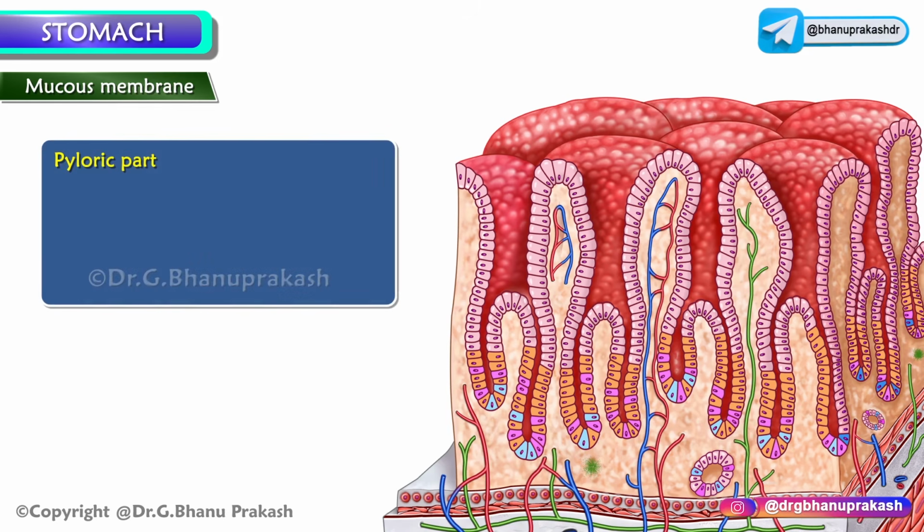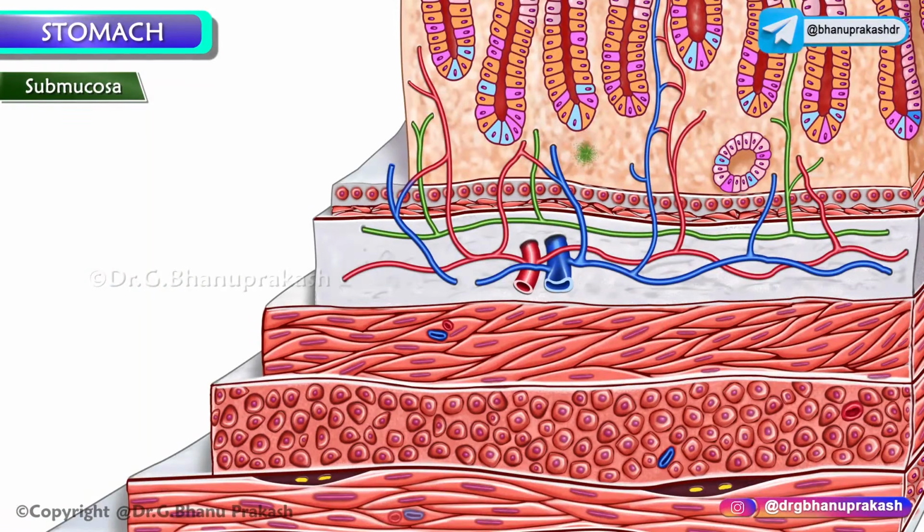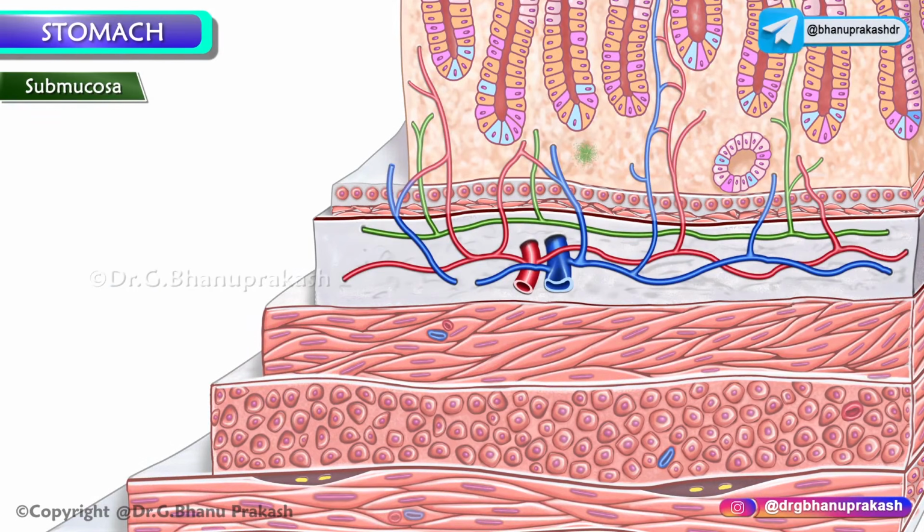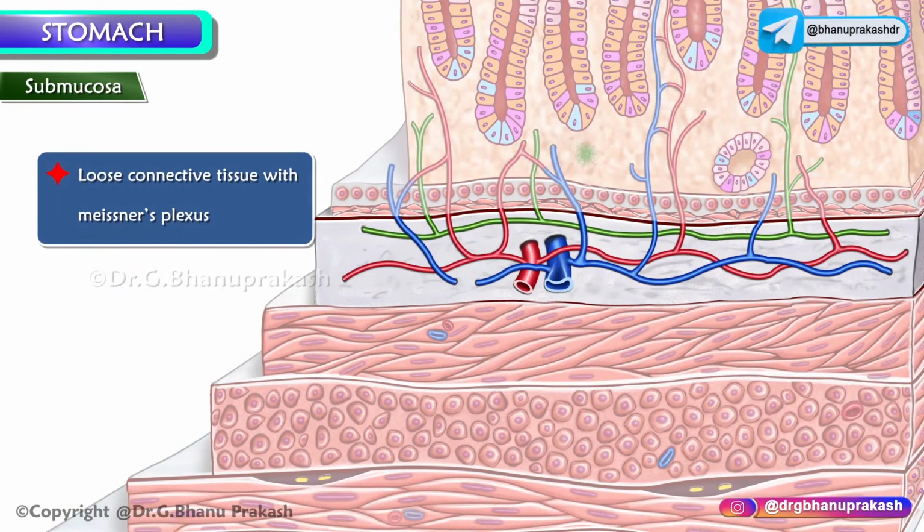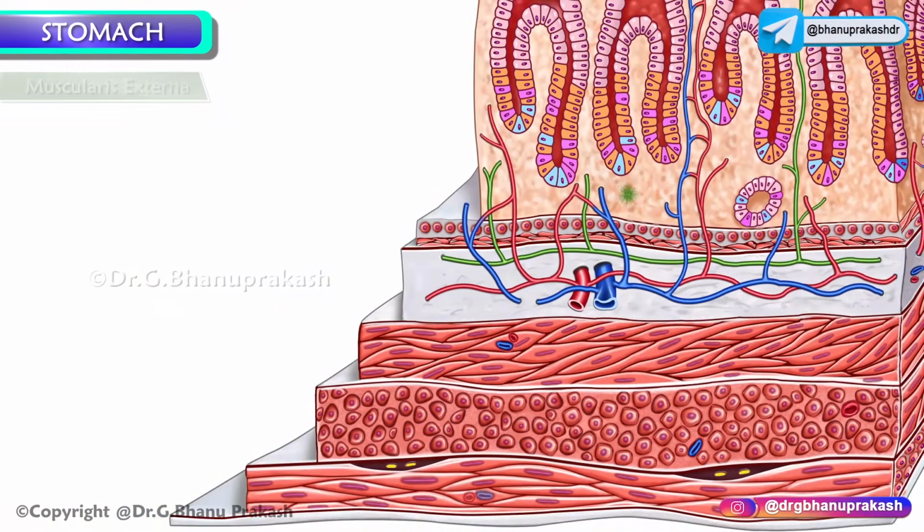Next is the pyloric part. The mucous membrane at the pyloric part contains pyloric glands, of which 1/3 are basal, secreting mucus, and the upper 2/3 are conducting in nature. And the next is the submucosa of the stomach. The submucosa contains loose connective tissue with Meissner's plexus, and the next is called the muscularis externa.